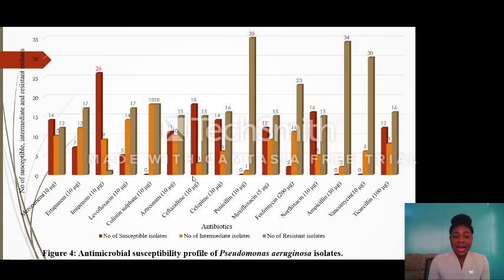This is a figure showing the antimicrobial susceptibility profile of Pseudomonas aeruginosa isolates. This figure revealed that the highest level of susceptibility of Pseudomonas aeruginosa isolates was to imipenem, as 26 out of 36 isolates showed high susceptibility to imipenem. However, the least effective antibiotic against Pseudomonas aeruginosa isolates from this study was penicillin, as 35 out of 36 isolates showed high resistance to penicillin.